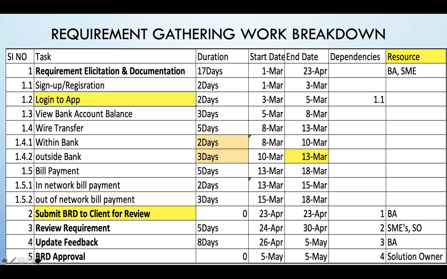So over here, I have a table, 7 columns or so, and some X, Y, Z number of rows. So we have SI number, we have the task, we have duration, start date, end date, dependencies, resources, right? So as you can see, I have the task one, or the current task one over there, requirement elicitation documentation. So over here, as an example, this is just an example, right?